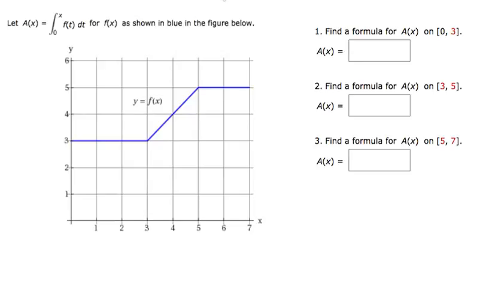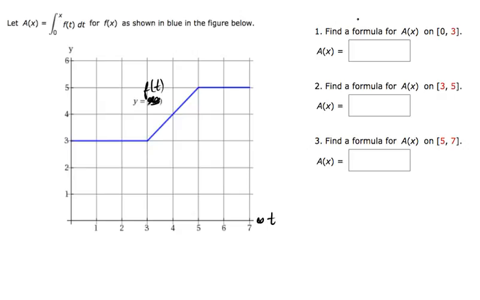So in this problem, A of x is defined as the integral from 0 to x of f of t dt for f of x shown in this picture. So I would prefer to call this f of t. So let's just change that real quick here. We're going to call this y equals f of t, and we'll call this the t-axis, to make it clear that x is not the variable over here. x is the upper limit of integration, so it's like where we're integrating to.